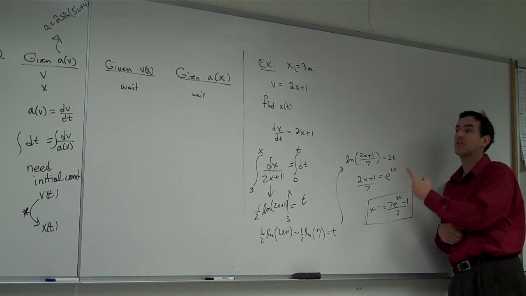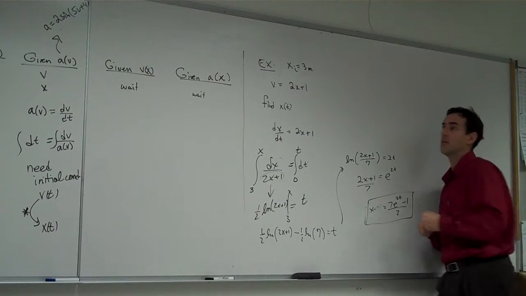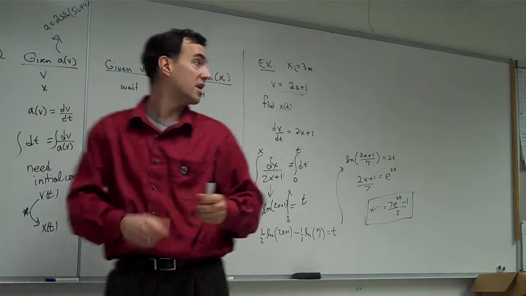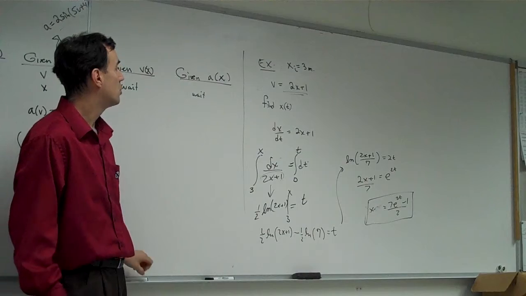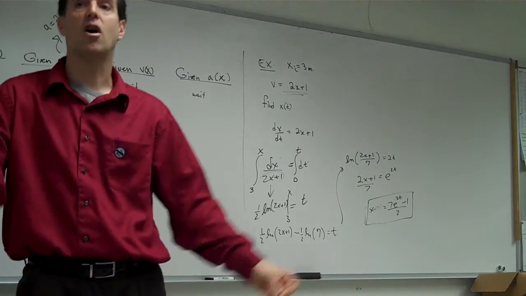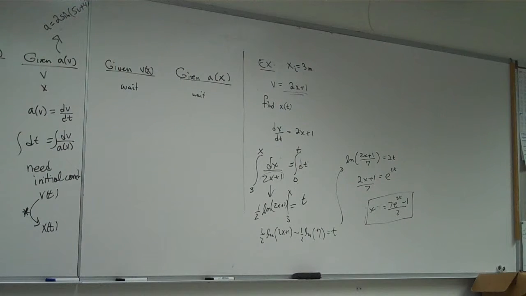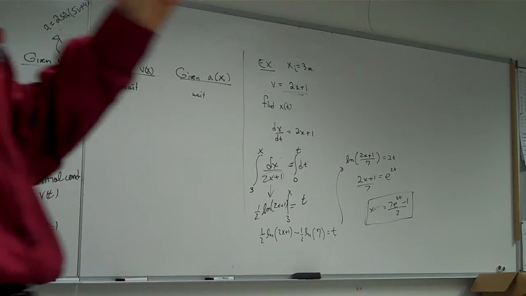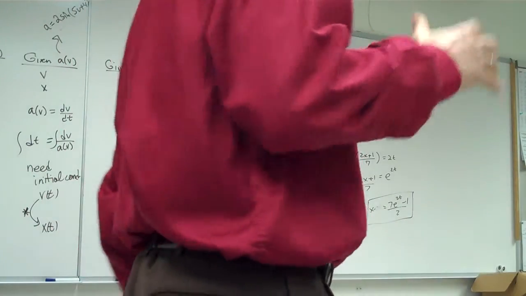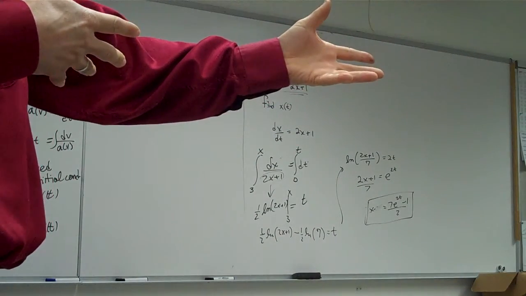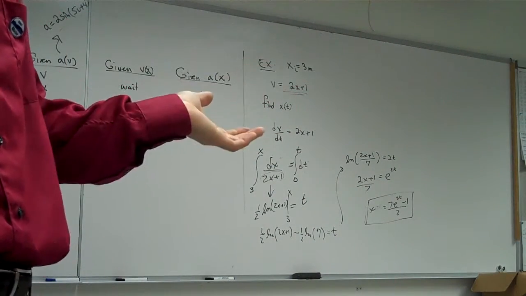Let's see if that fits the original problem. So let's check this out. Okay, this tells me that my velocity is equal to 2x plus 1, and I start at position 3. So here I am standing at position 3. What's my velocity according to that equation? 7 meters per second, okay? So I'm moving at 7 meters per second this way. Since I'm moving in the positive direction, what happens to my position? Does it go up or go down? Go up. So I'm moving at 7 meters per second.